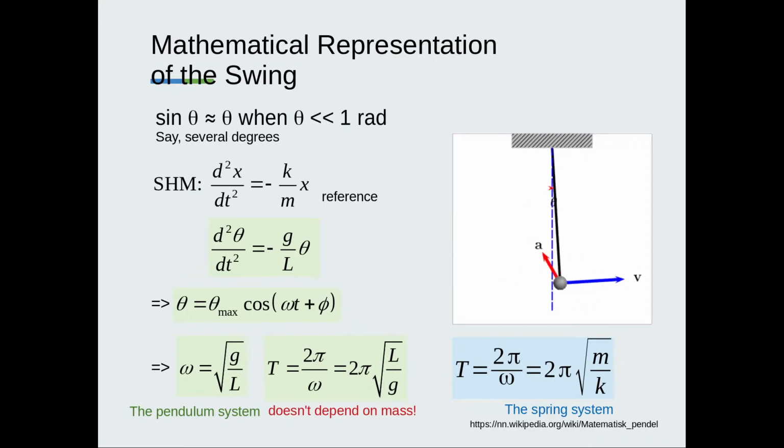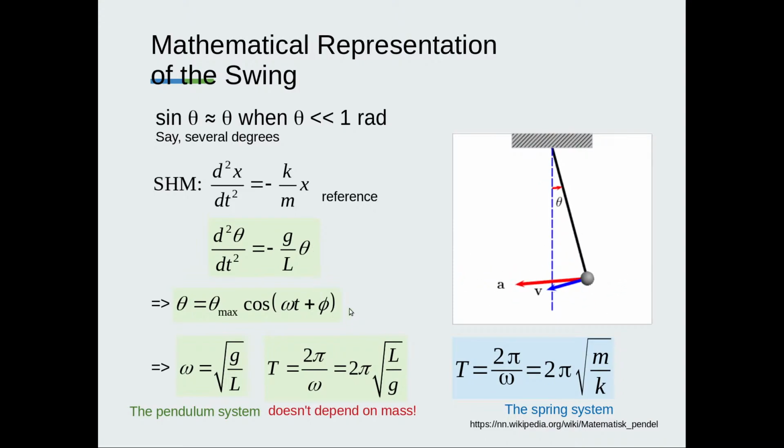OK, so now we are doing a small angle approximation, say several degrees. Then you can see that it is simple harmonic motion, and we have the equation of motion for the pendulum. And you can see that actually the forms of them are symmetric. They're exactly the same. So we can just apply the same knowledge.